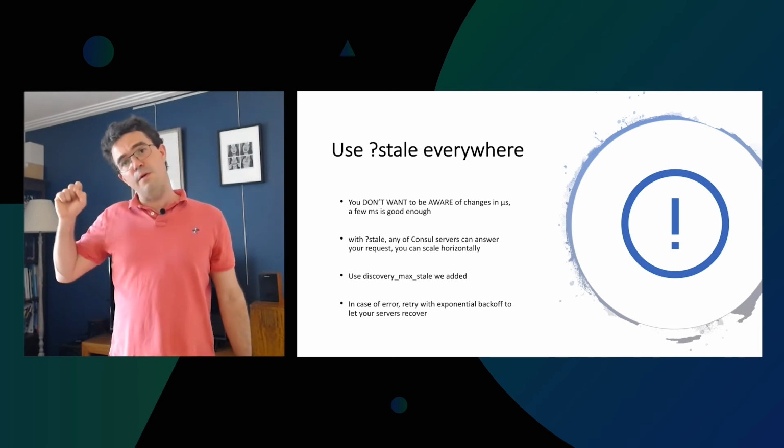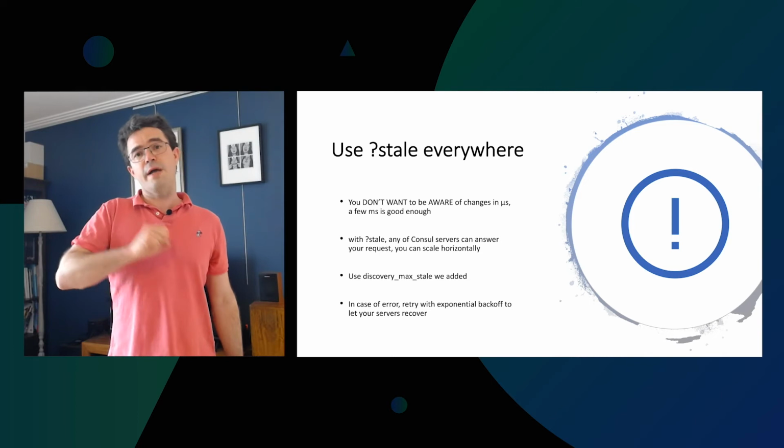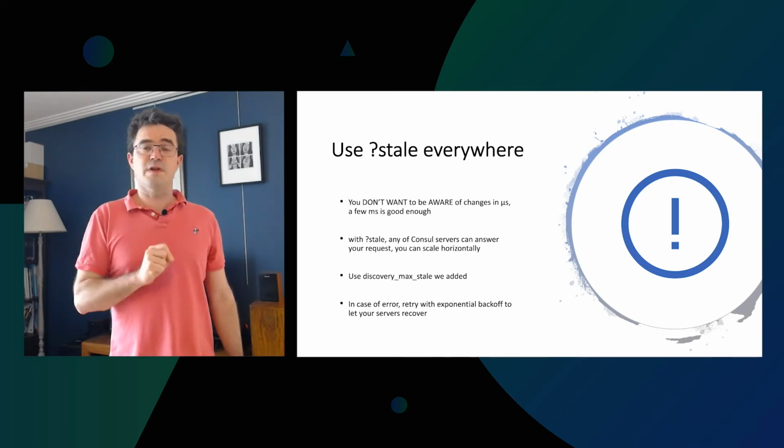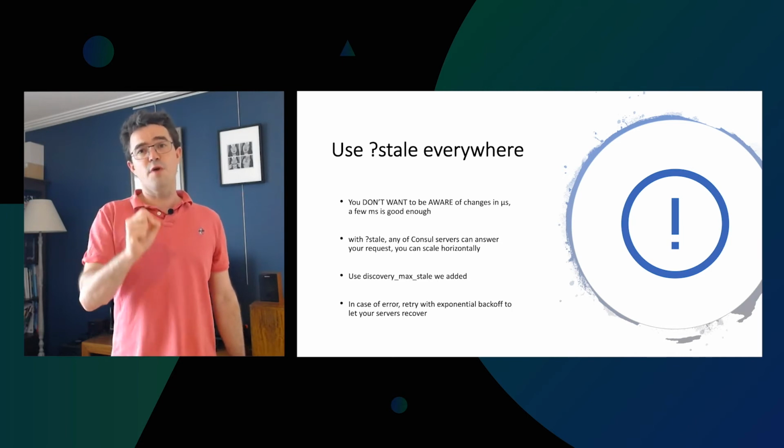Stale allows Consul to answer from any of those servers. So it basically means that it allows horizontal scalability. If you want to scale your applications on your infrastructure, you need to use stale everywhere. So it's very good when you have control over your SDK, but sometimes you don't control your SDK. For instance, you are using external applications.